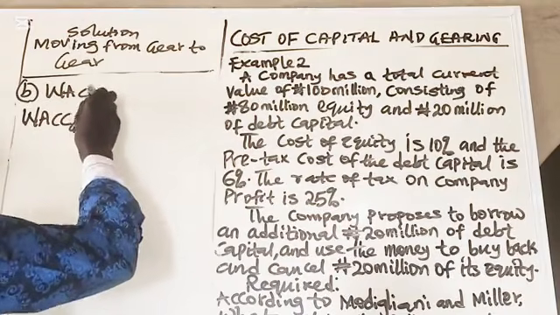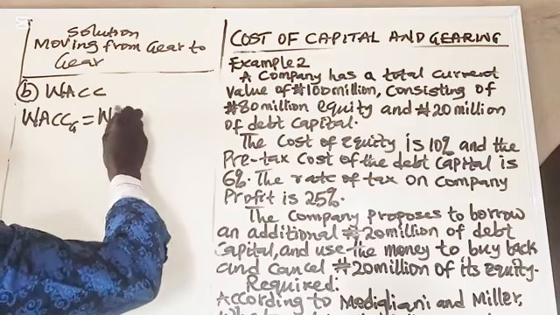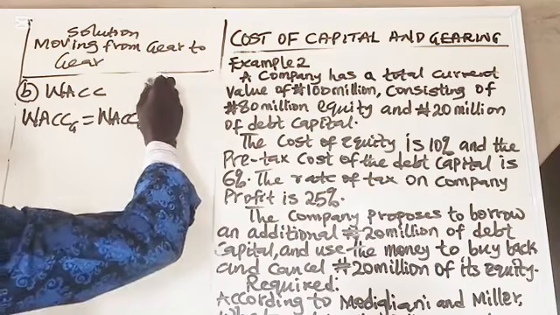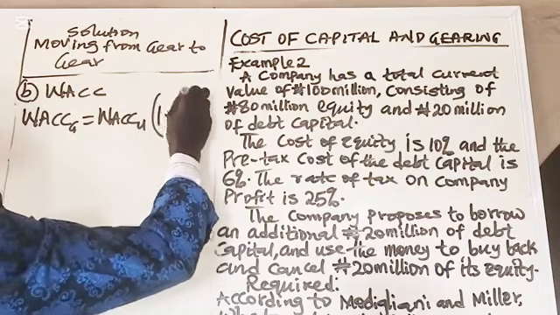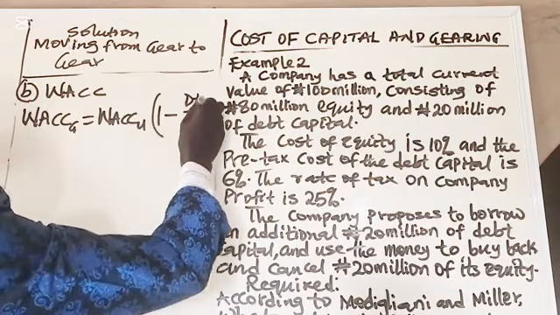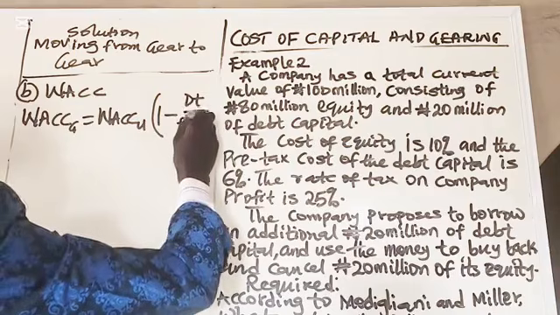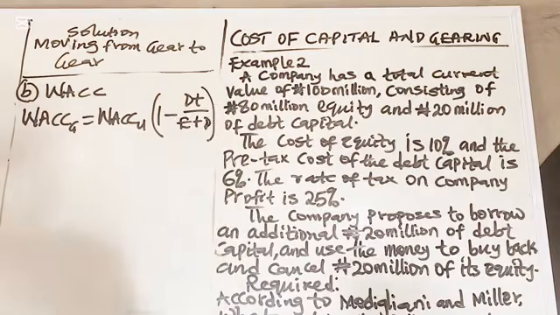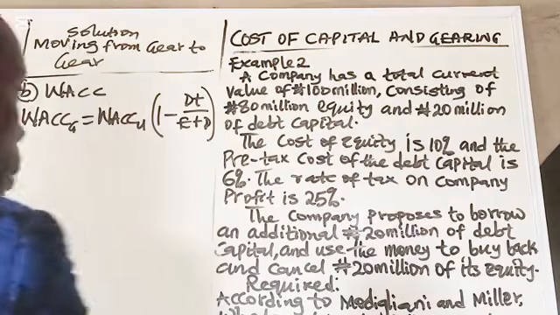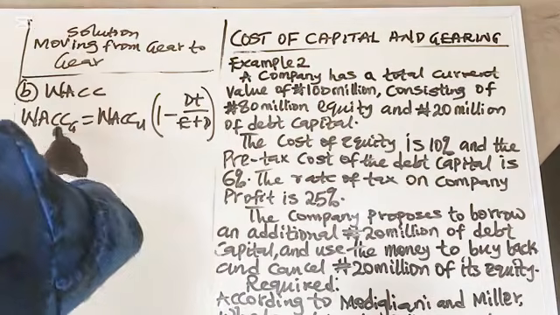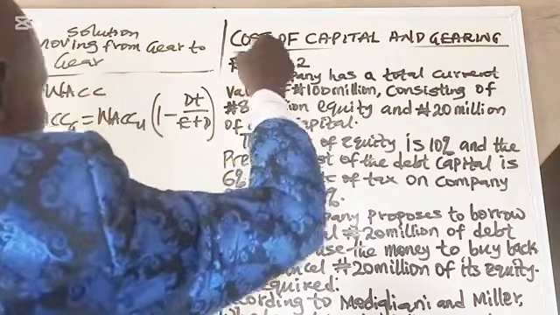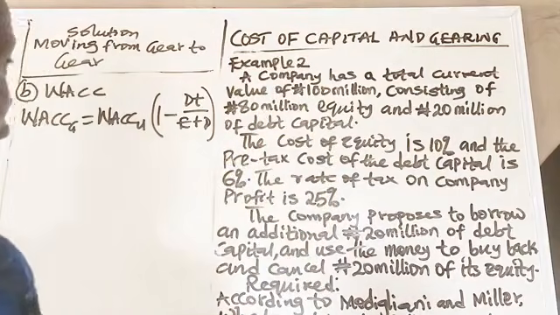WACC of geared equals WACC of an ungeared company times 1 minus D T over E plus D. So this is the formula I gave you based on M&M Proposition 2 with tax. So the WACC of a geared company, are we given the WACC based on the old level of gearing? So let's check if we were given.